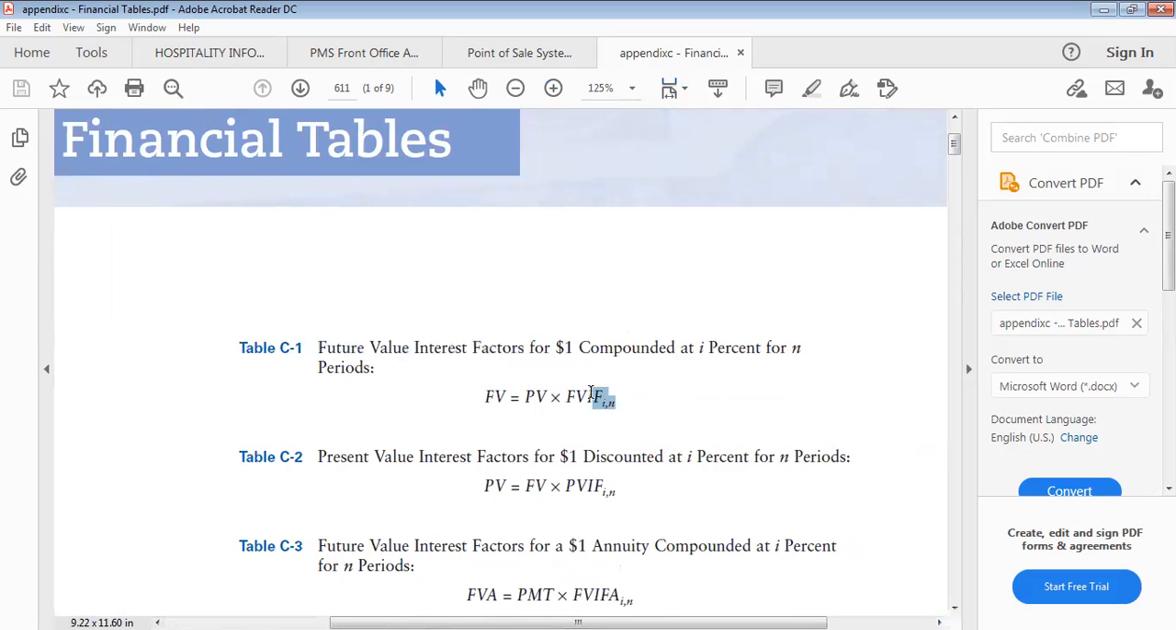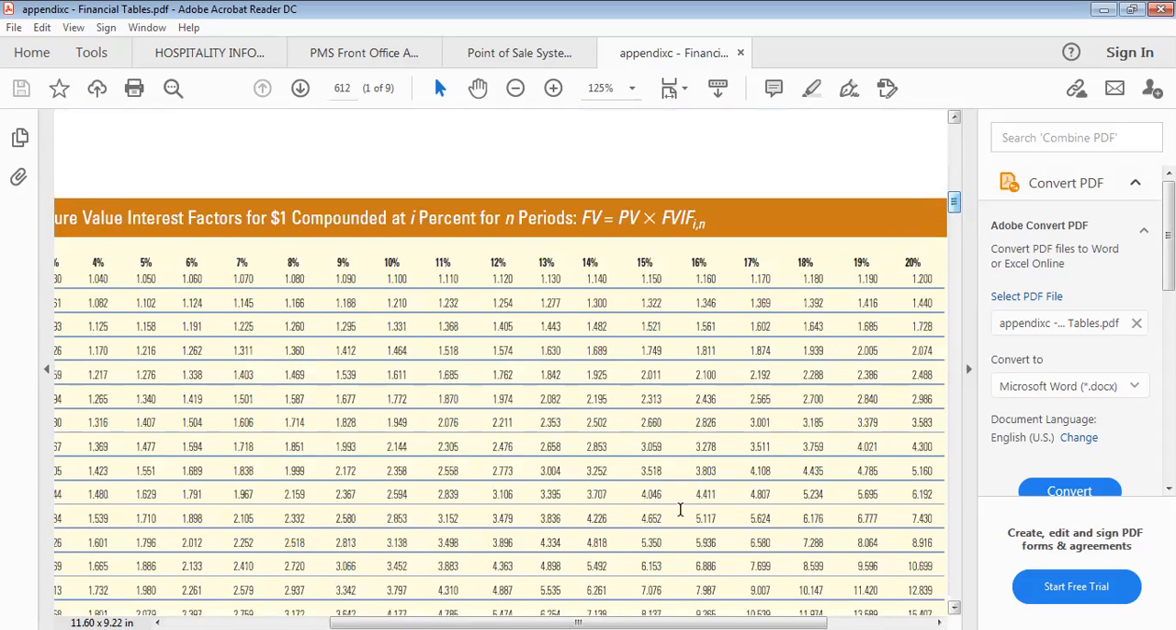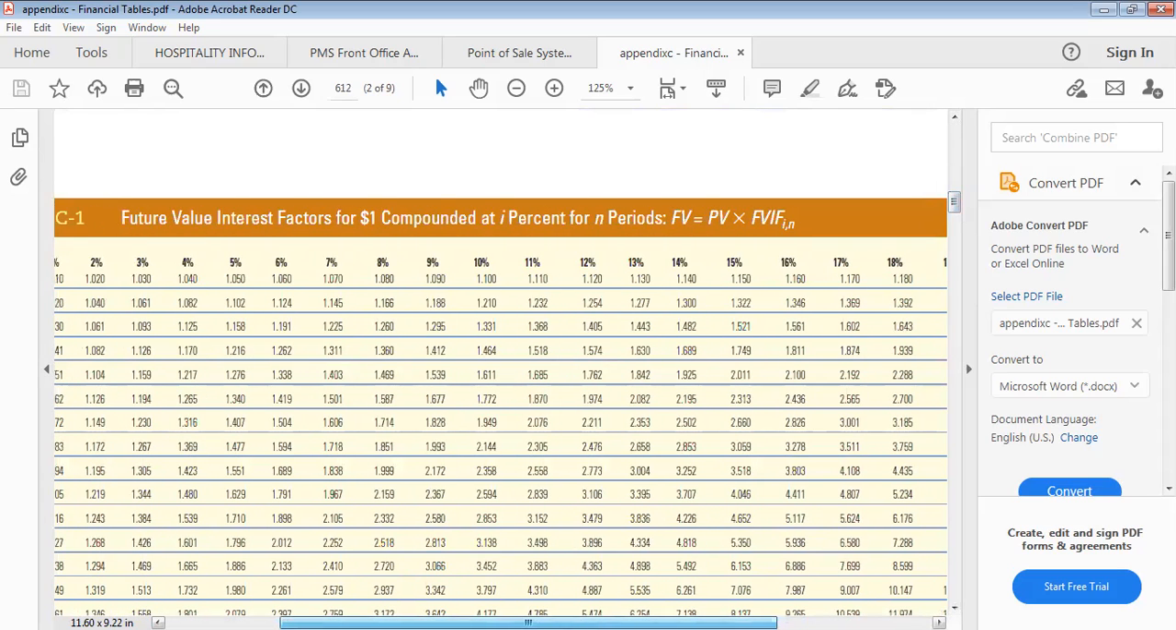See there? FVIF. Now, when you're using this, first thing you do, pick up the percentage. In this case, it's 5%. Then pick up the year and match them. So in this case, you would use this table. This is your future value interest factor. Future value interest factors of $1 compounded at I%. This is the FVIF table.